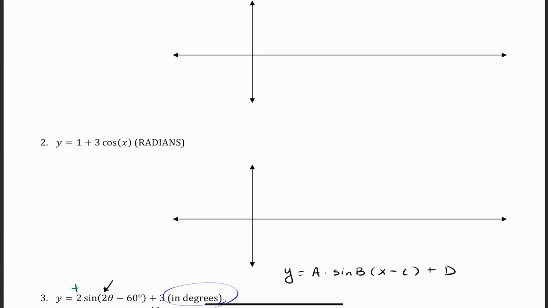So we have number 2, y equals 1 plus 3 cosine of x. That's going to be in radians. I can rewrite this as y equals 3 cosine of x plus 1. Okay, so we have an A. B is 1. We don't have a phase shift, but we do have a vertical shift, which is our D value. So if I go ahead and write our acronym, VAPI, pretty cool.